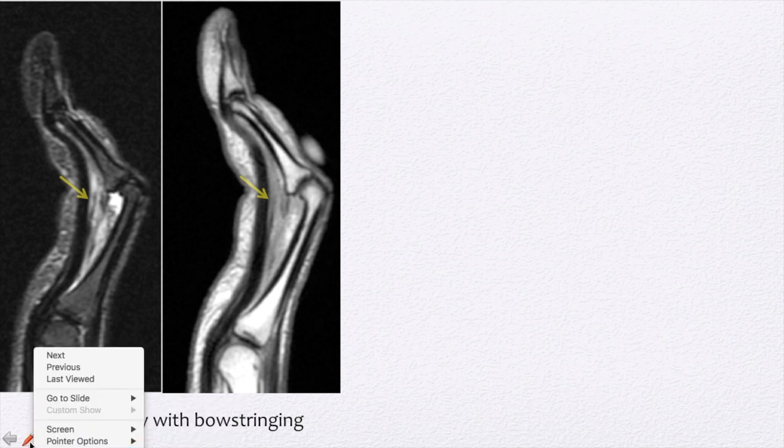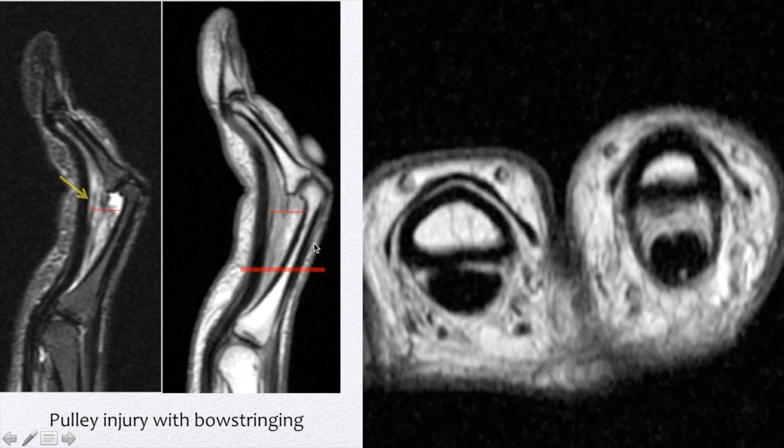Next, these are the sagittal images of the MRI, where you can see that there is a pulley injury and there is resultant bowstringing. Here, this is the gap. This gap is increased. On axial images, this is the level of the A2 pulley. You can see the proximal aspect of the A2 pulley is thickened but not completely torn, but there is some increase in the gap.